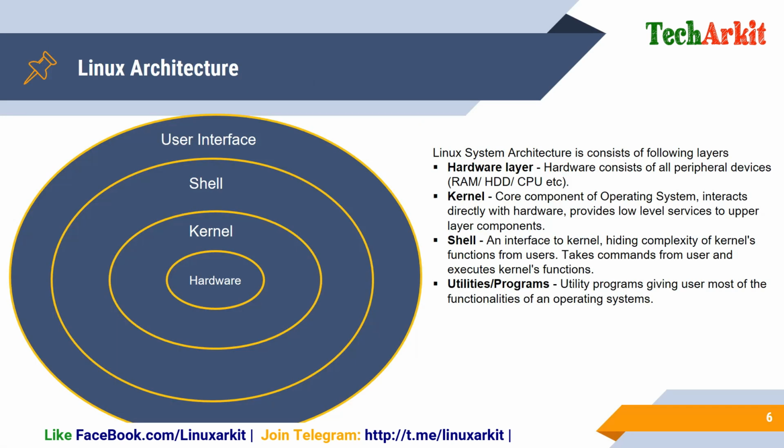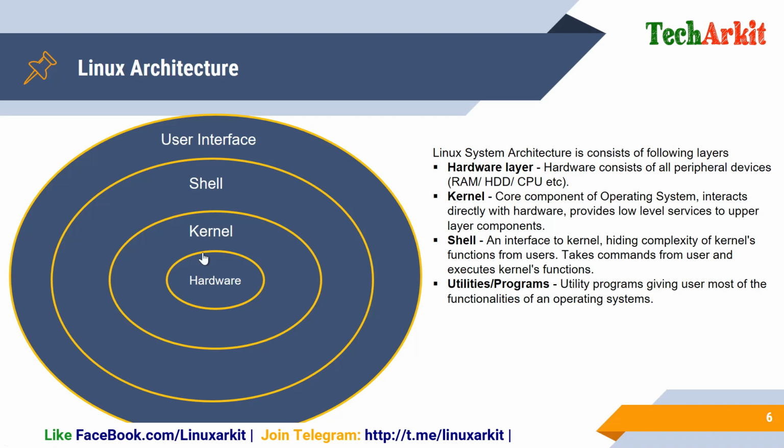So what exactly does the Linux architecture look like? You have hardware, whether it is your workstation, server, PC or laptop, whatever it is. On top of the hardware sits the kernel. On top of that sits the shell, and on top of that is the user interface, called CLI or GUI. So the Linux system architecture consists of the following layers: hardware, kernel, shell, and user interface. The hardware layer consists of all peripheral devices like RAM, hard disk, CPU, etc.